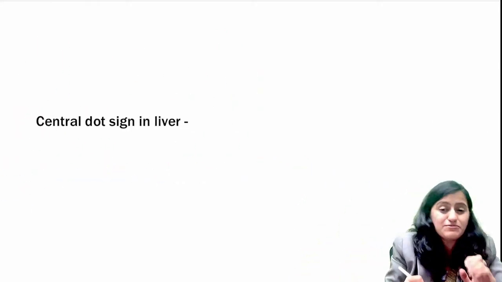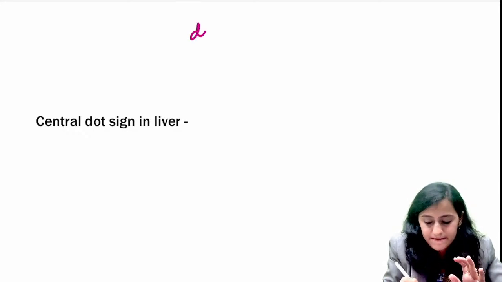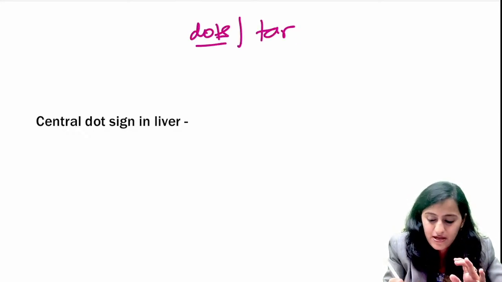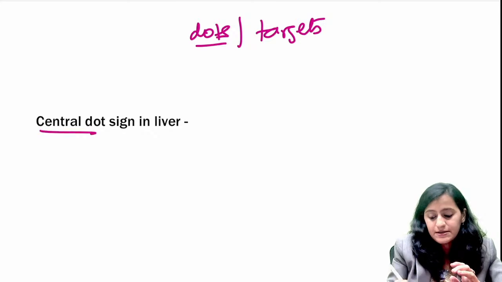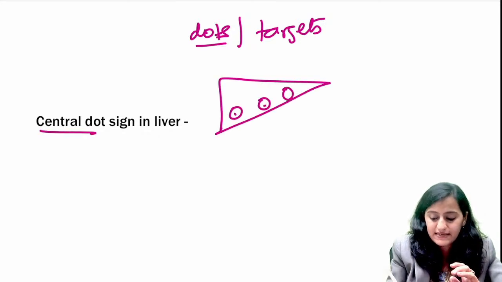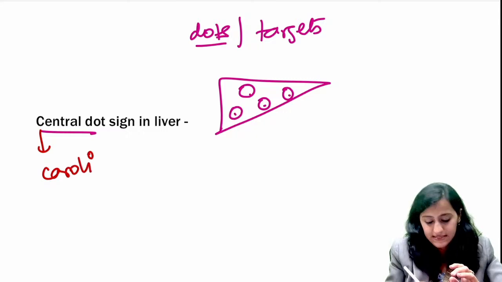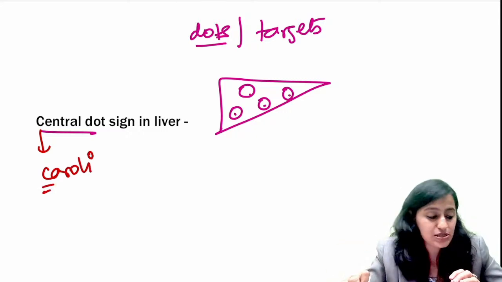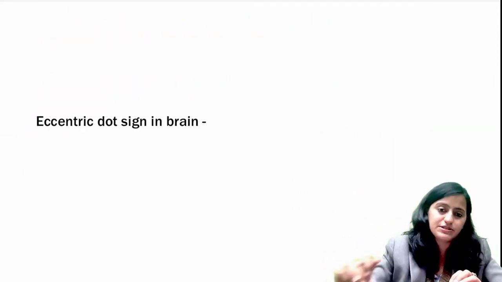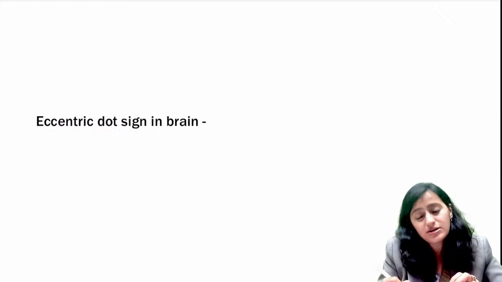Okay, coming to some dots and targets appearance. Okay, the other similar sign that we are talking about, you have the dots and the targets. Where do you get the central dot sign in the liver? Remember central dot sign, C for C, it is seen in Caroli's. Central dot is seen in Caroli's. Absolutely right. Where do you have eccentric dot sign in brain?